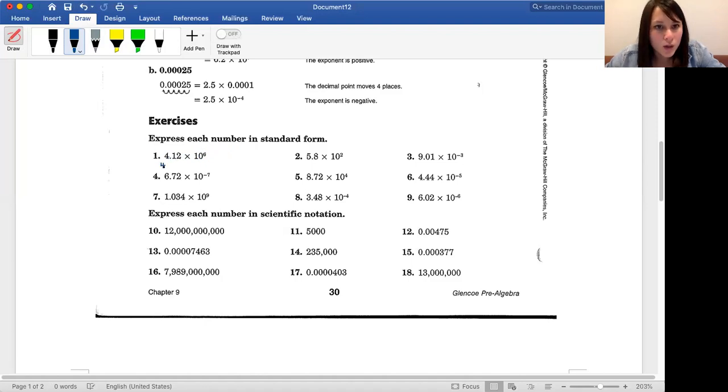So this becomes 4, 1, 2, and you move your decimal 1, 2, 3, 4, 5, 6. If you want to draw little marks and count them out, you can. 1, 2, 3, 4, 5, 6. So that is your answer, and that's it.